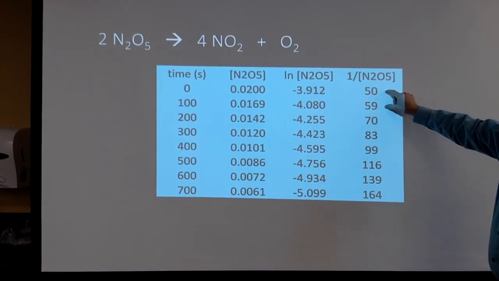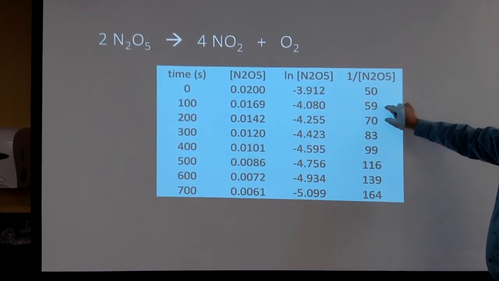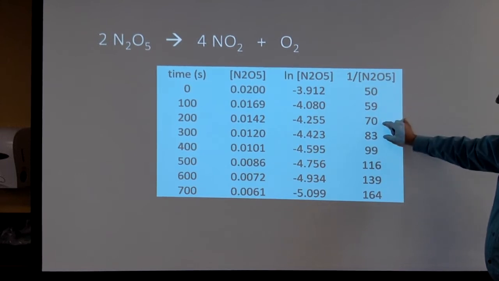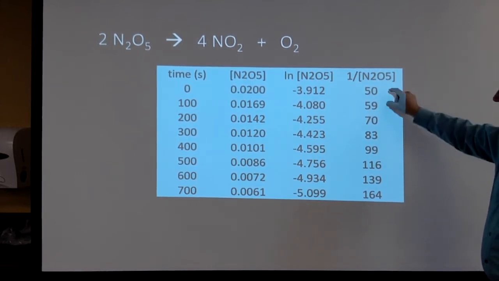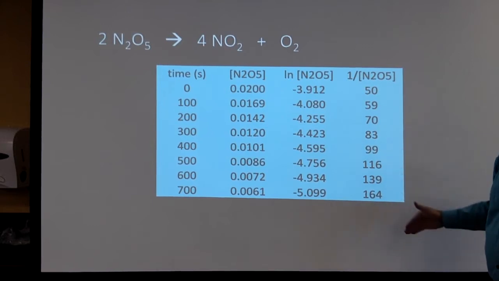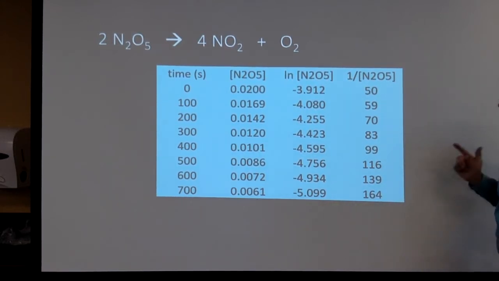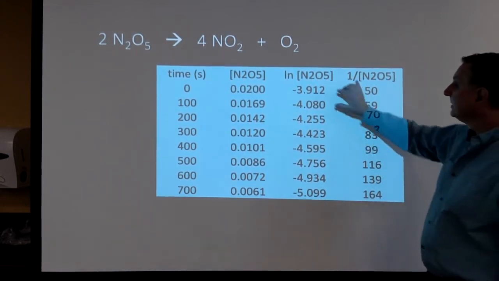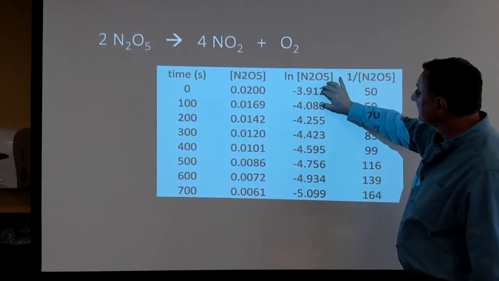The gap is 9, 50 to 59, 9. 59 to 70, that's 11. 70 to 83 is 13. 9, 11, 13. The gap is increasing. It doesn't look like it's second order. What about here?